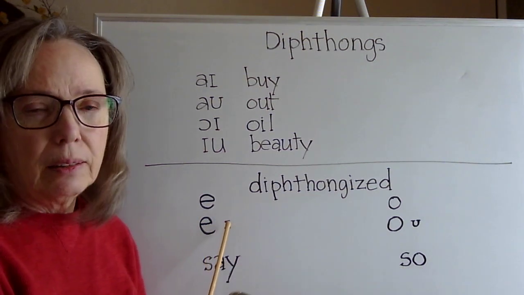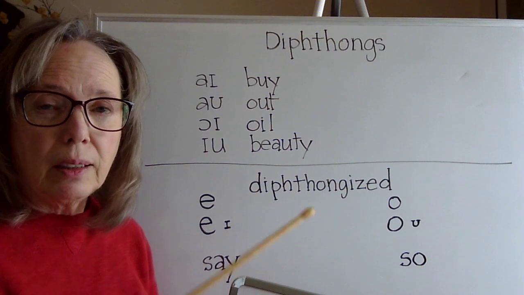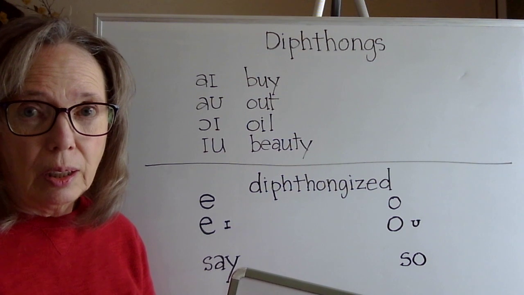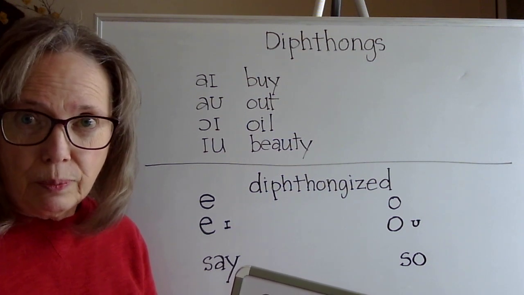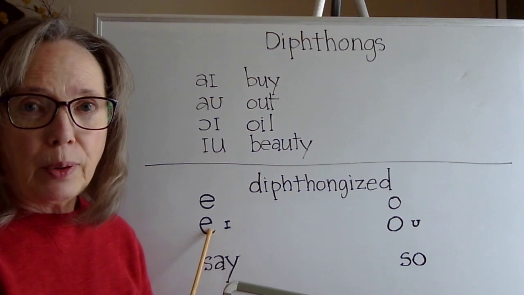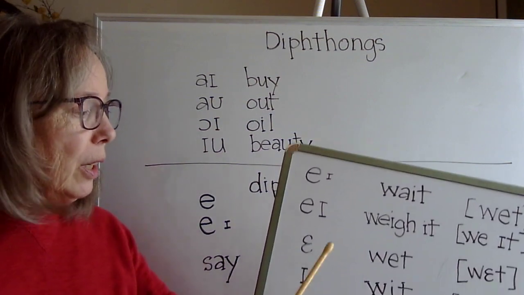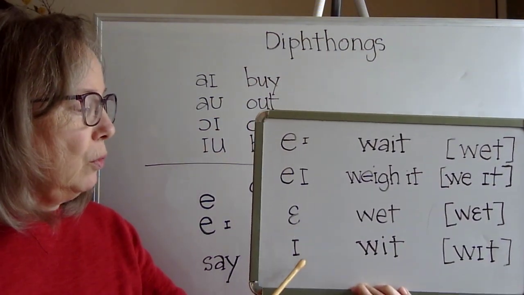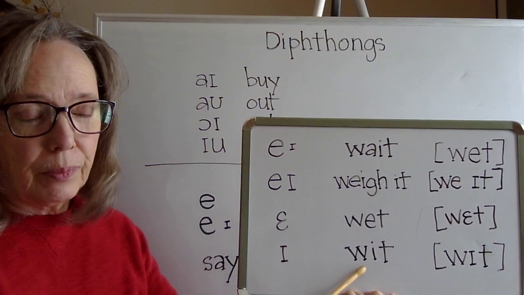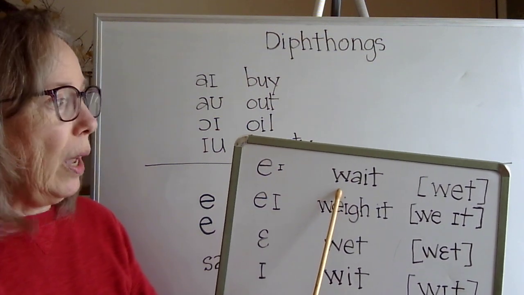Now, A is a long vowel, but above and below tongue position are two short vowels. So if you shorten this A, it will begin to sound more like these two vowels, which are short, wet and wit. Here's the correct pronunciation: wait, wait.